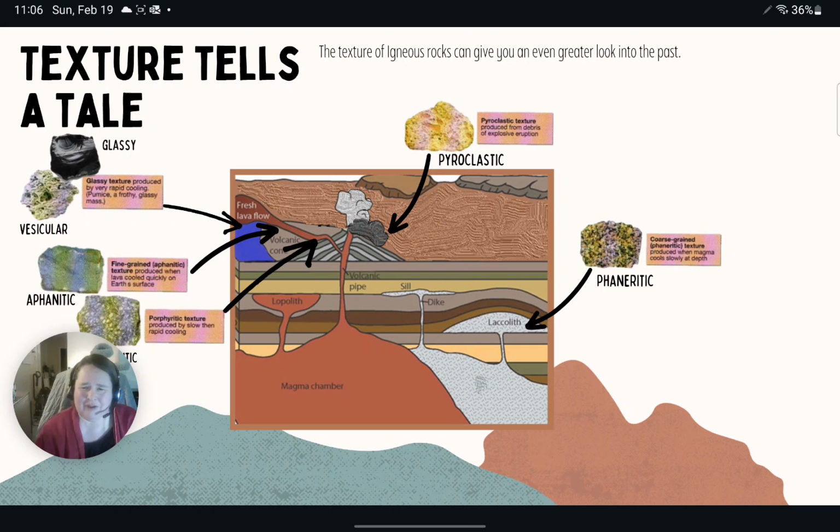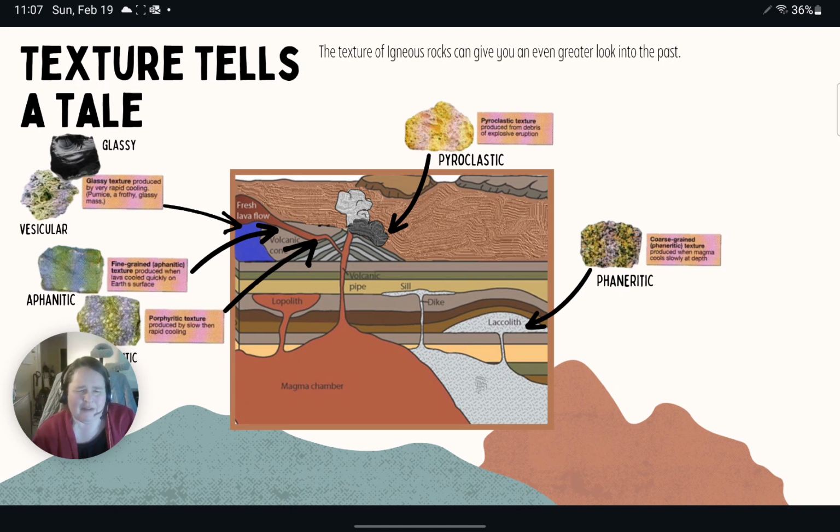The texture of igneous rocks can give you an even greater look into the past. Let's explore some textures and what they can tell us. The glassy looking obsidian over here can tell us that the lava cooled quickly, like it was quenched in water. It didn't have time to form any crystals. The vesicular texture of this lava formed quickly with lots of gas bubbles. So you get lots of holes in that one.